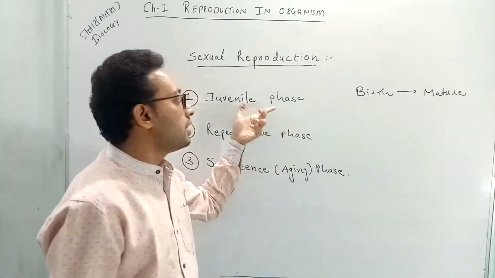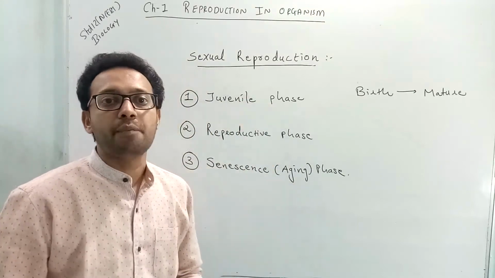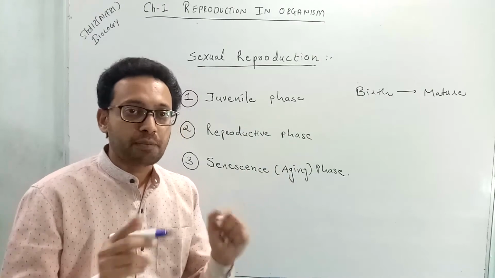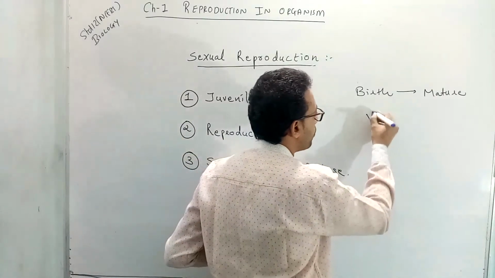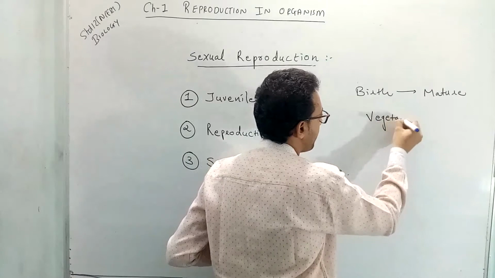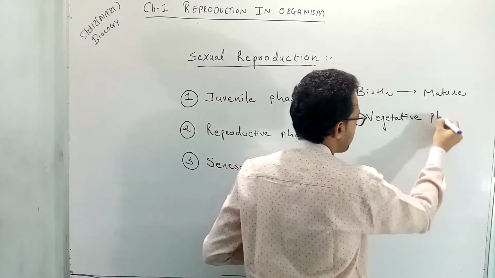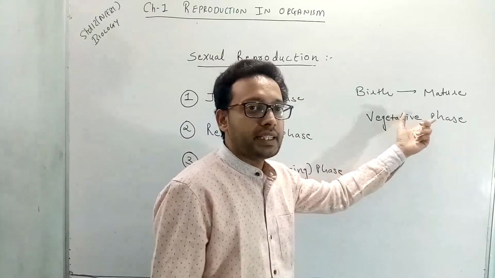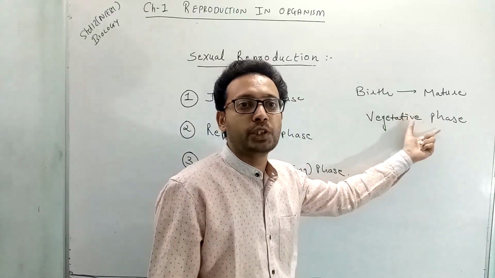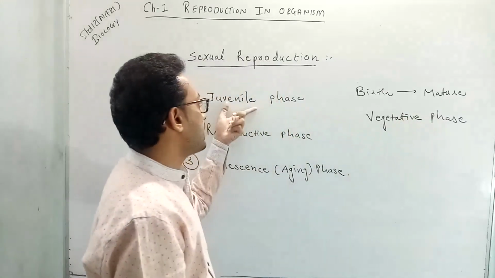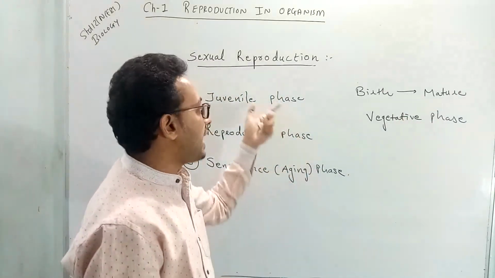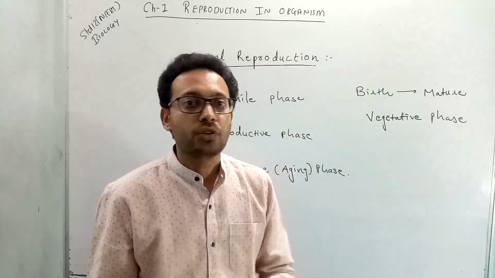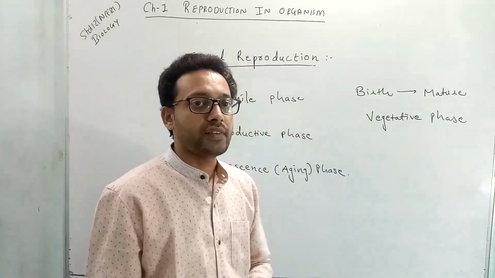The juvenile phase is a term more specifically applicable to animals. When you talk about the same time period in plants, the more applicable term is the vegetative phase. So what is a vegetative phase? It's the same as a juvenile phase, but it's applicable to plants, and juvenile is the term applicable to an animal. So it's the time period between birth and becoming sexually mature. This is called the juvenile phase.